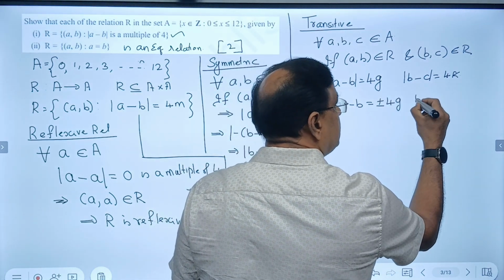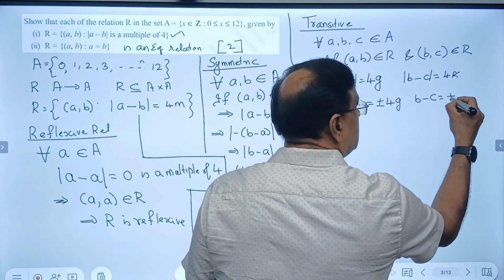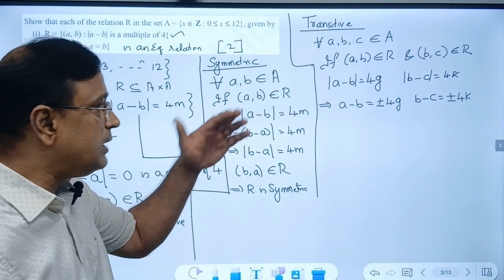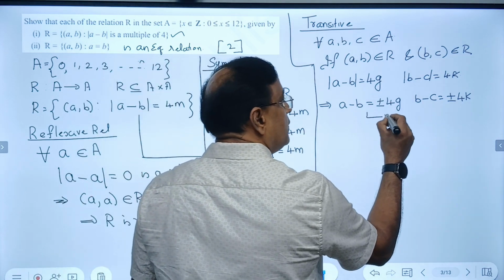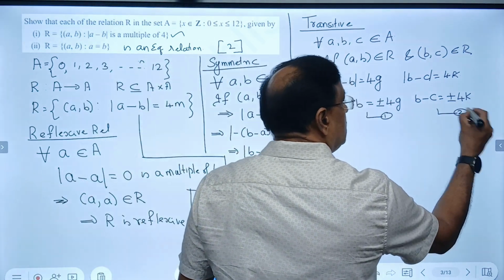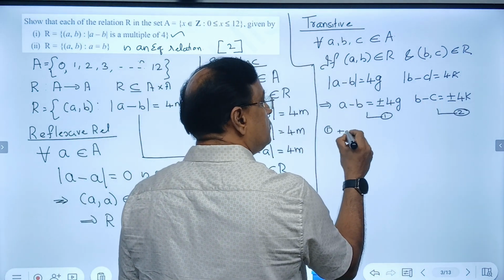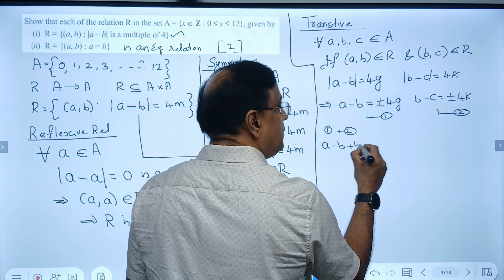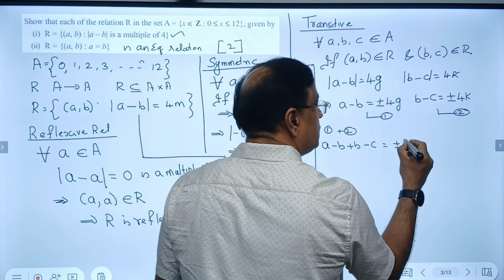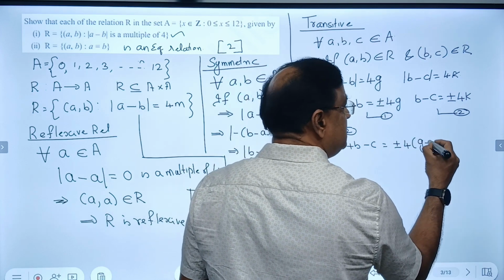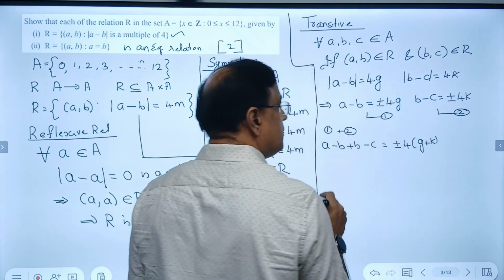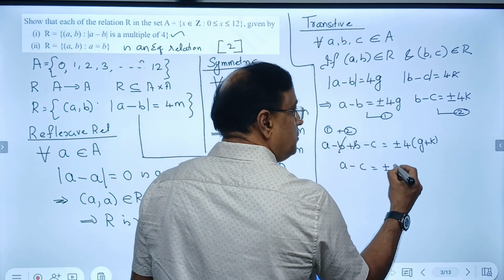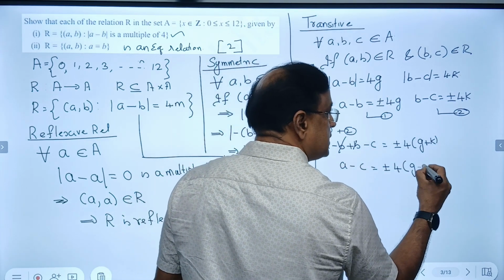Then what is b minus c? The same logic, plus or minus 4k. Correct? Now you add them. This is 1 and this is 2. You do 1 plus 2. What is 1 plus 2? a minus b plus b minus c is plus or minus 4 into some g plus k. I don't care about this. They get cancelled. You get a minus c equal to plus or minus 4 into g plus k.